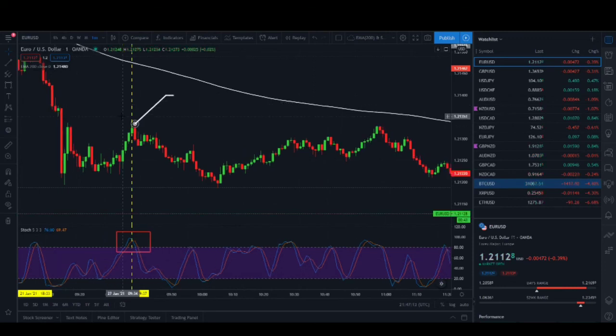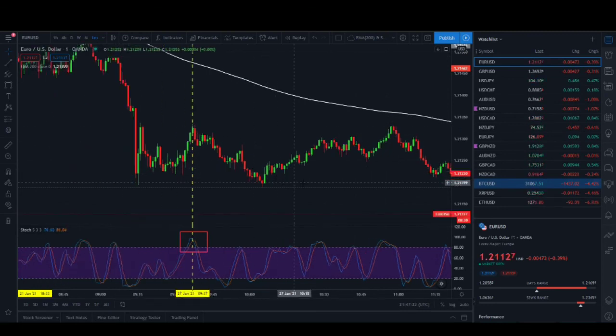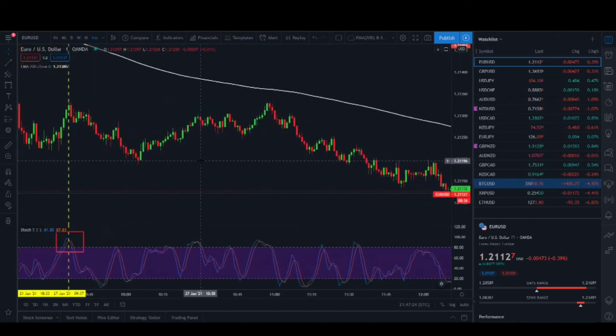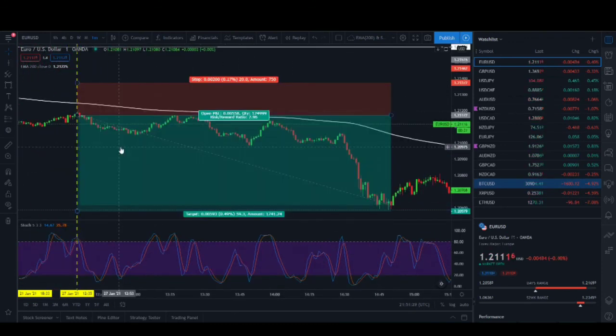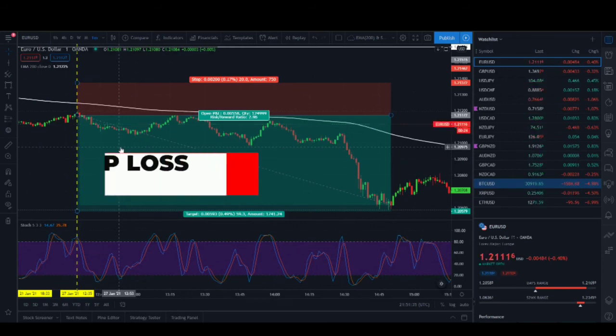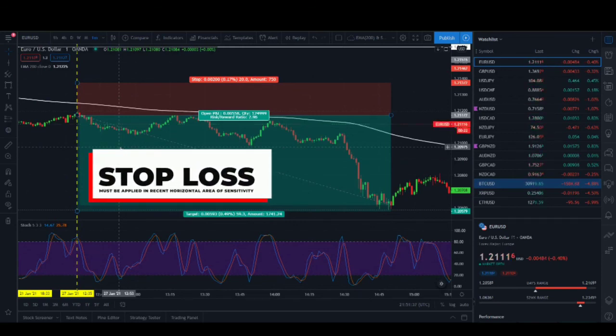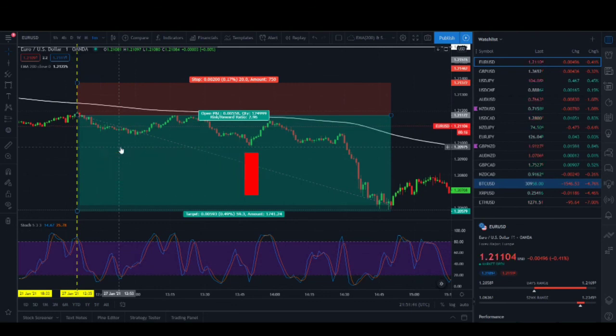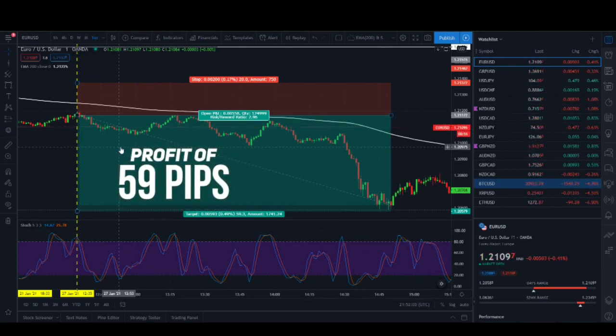I also marked the zone with the yellow line where the crossover happened. We also have a bearish engulfing candle. It means we are going down because we have a confirmation from the seller's market. Don't forget to put your stop loss zone in a recent horizontal area of significance, so it's either support or resistance. And as you can see, we will be profiting 59 pips in total.